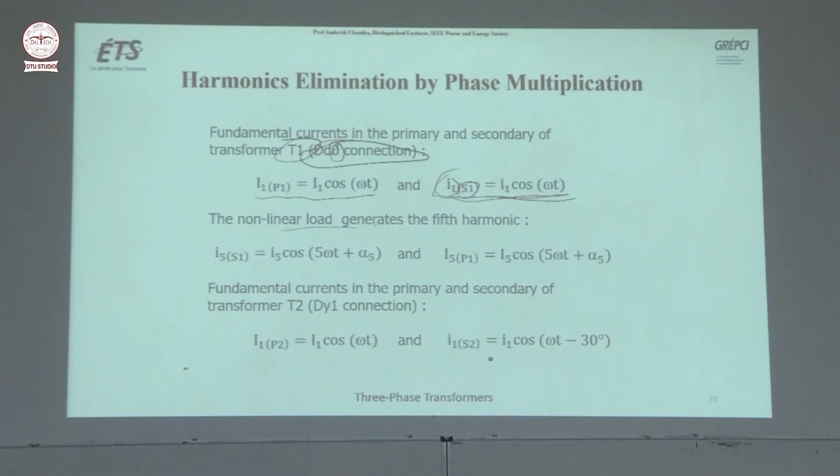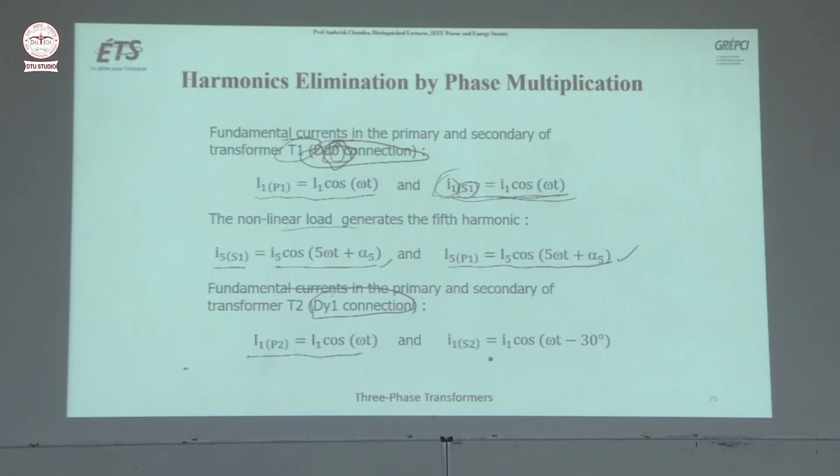Now, suppose your nonlinear load is generating 5th harmonic on the secondary side, and this is the equation for the 5th harmonic, which you transfer to the primary side. This is DD0, there is no phase shifting in the current. So they are in the same phase, 5th harmonic. Right. Now see the second transformer, DY1.